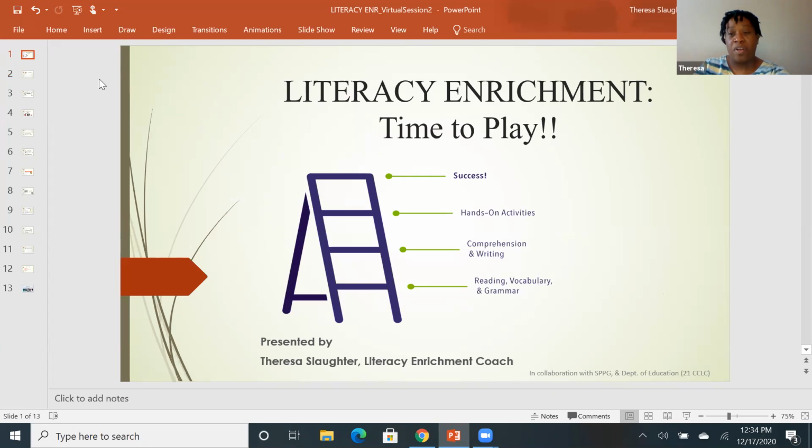Welcome back to the second session of the literacy enrichment series. Today, as you see in front of you, is going to be time to play. Going over the objectives right off because I have them on this screen: when we're playing, keep in mind there's reading, vocabulary, and grammar. Then we go to the next rung, there's comprehension and writing, as well as hands-on activities, which equals success.